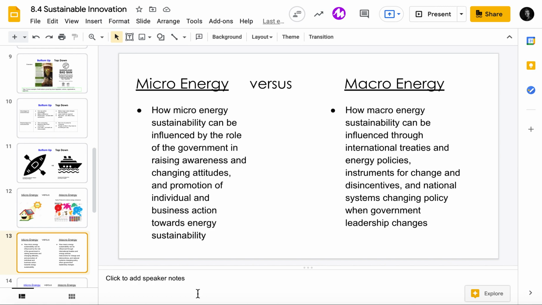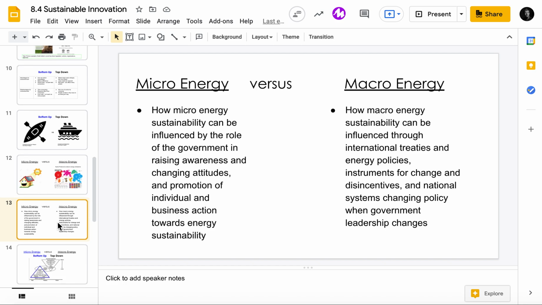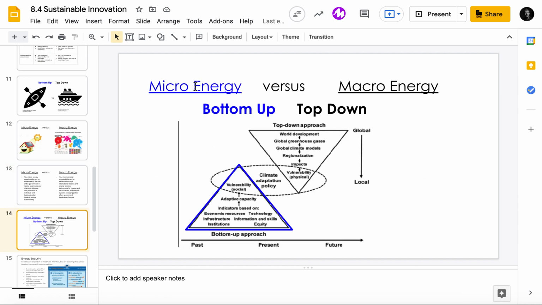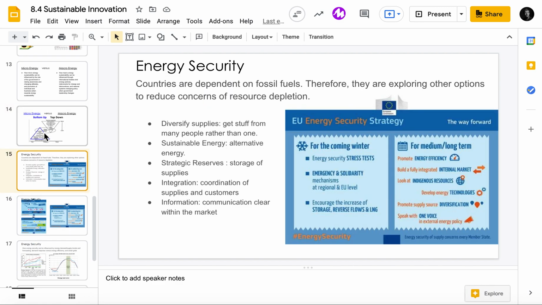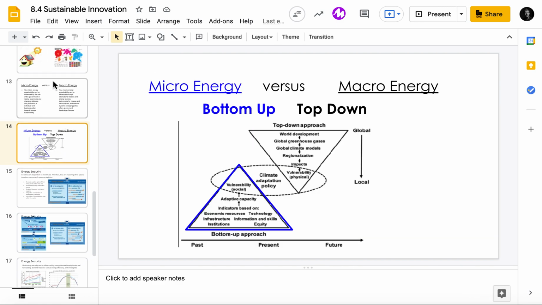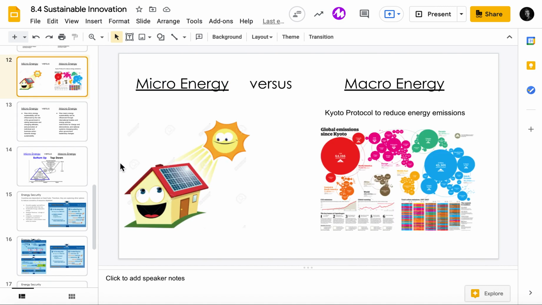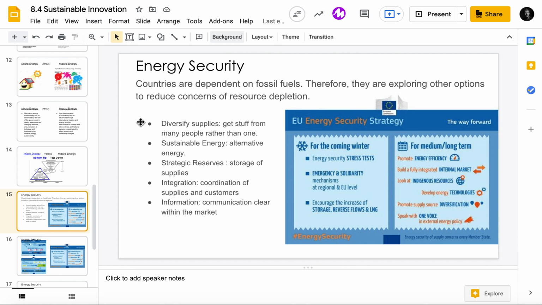Okay, so here's a bit of a description on it, just so you understand about treaties and policies versus raising awareness, changing attitudes, getting more people aware of what's happening, these kind of smaller changes. So similarly, again, micro is the bottom up and the macro is the top down. So that's just to understand the difference between those two things, and also within energy systems too. So these small systems versus these big systems that are in place. So we'll talk a little bit about these big systems when it comes to energy security.